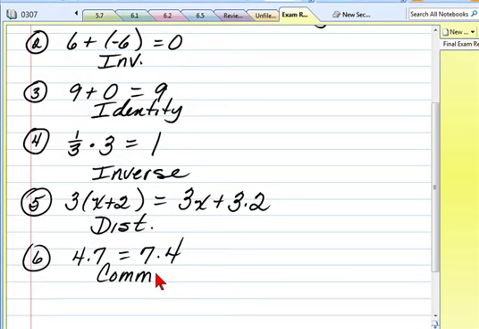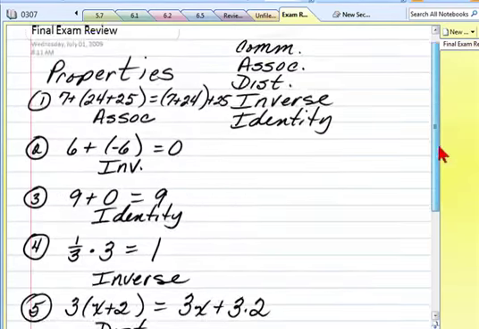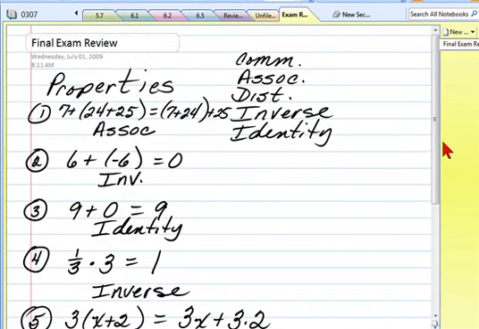There will not probably be 6 of those on the test. There'll just be maybe 3 or something like that. Any questions on properties? I will provide the list, but I might need to be reminded to do that.